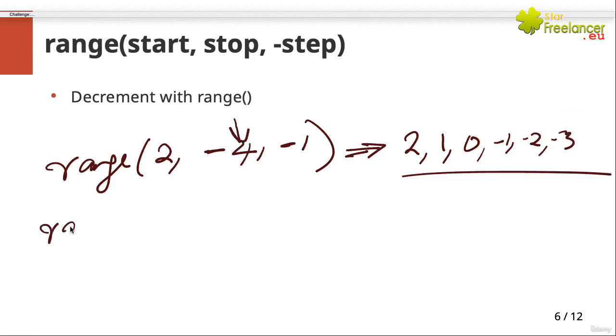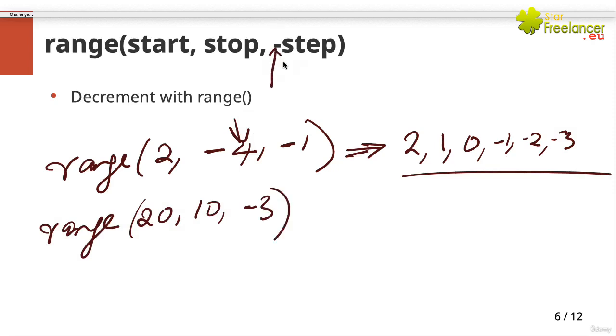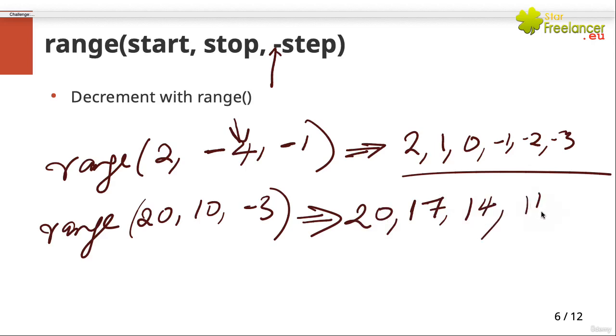What if you have something like this range? Let's say 20, 10, -3. This means we should decrement. That's why you see this minus here. This simply means 20. Remove 3, you have 17. Remove 3, you have 14. Remove 3, you have 11. If you remove 3 again, you have 8. We don't want to go below this.